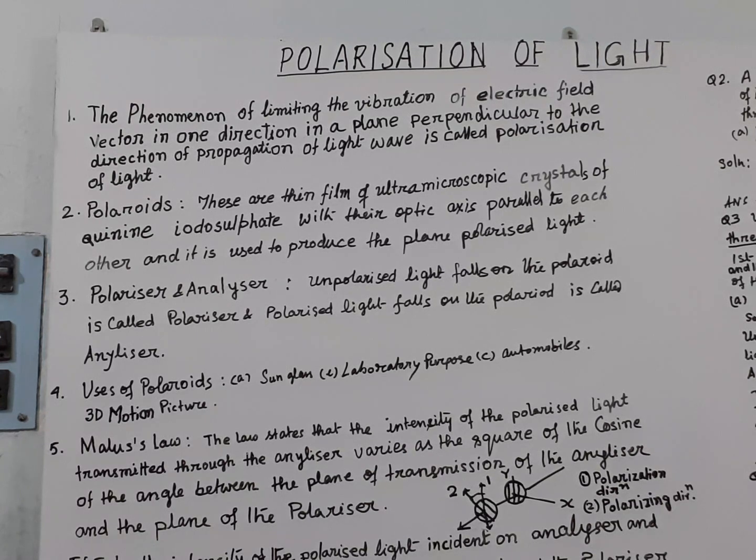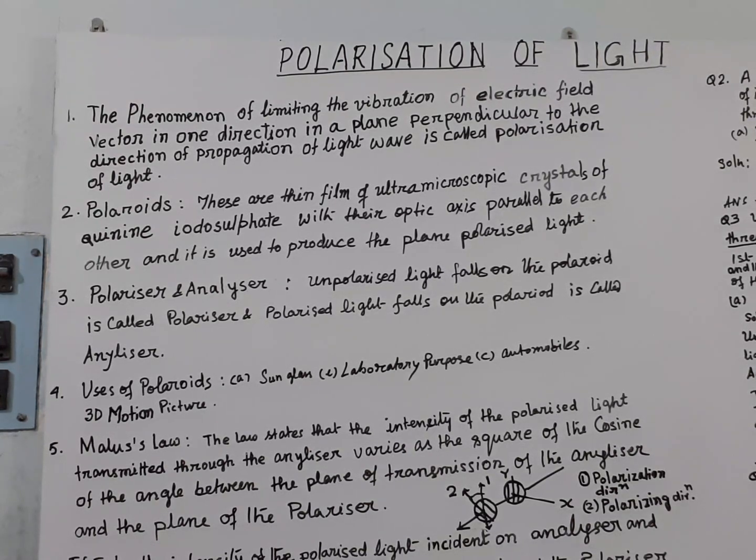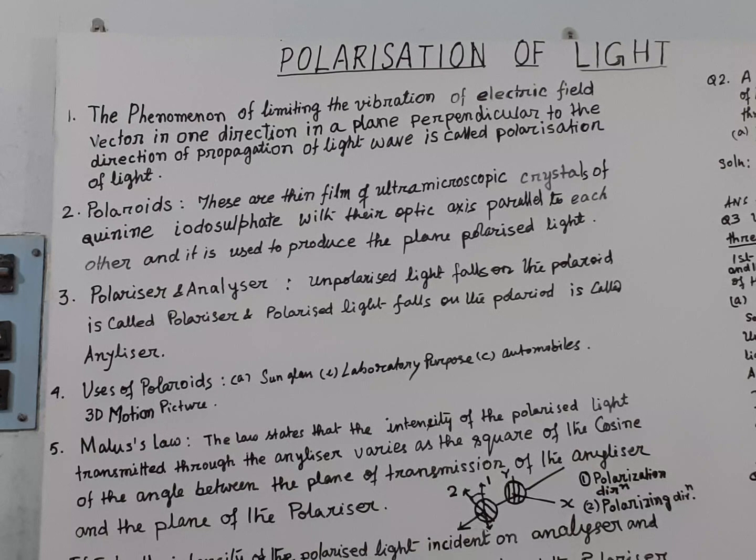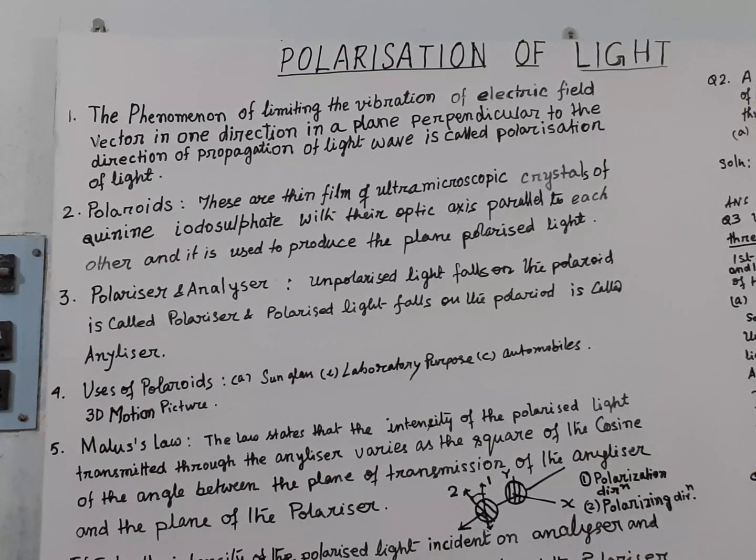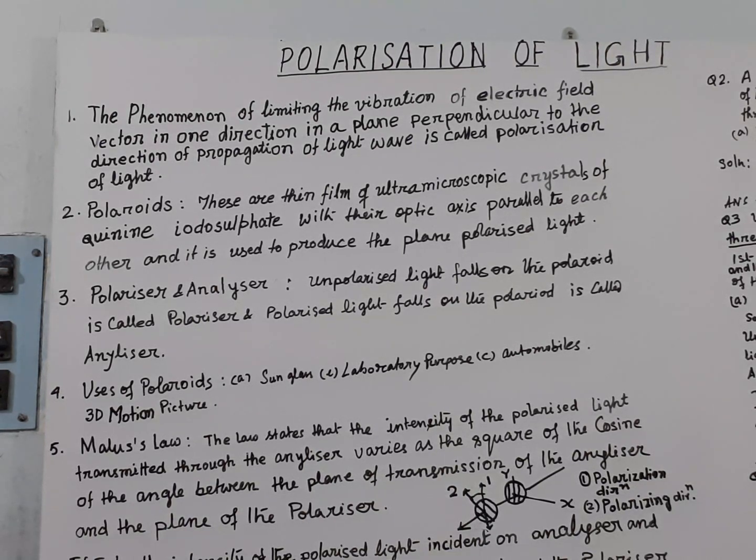Let us come to the subject. The phenomenon of limiting the vibration of the electric field vector in one direction in a plane perpendicular to the direction of propagation of the light wave is called polarization of light. What is polarization? That is this one.